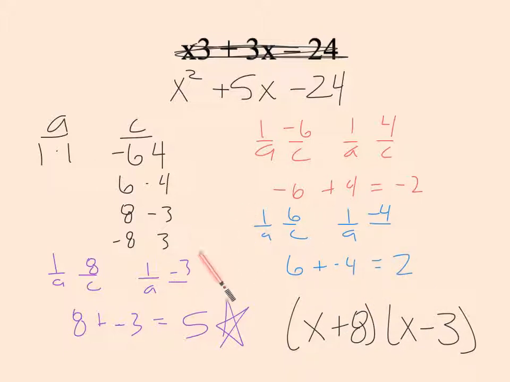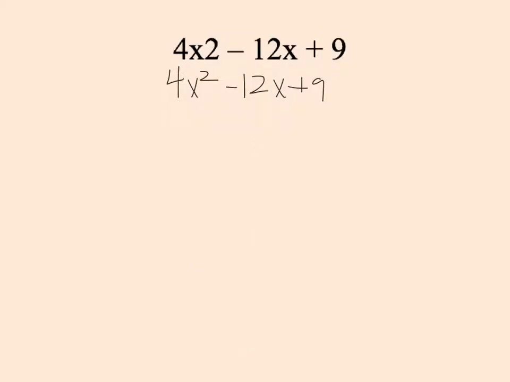And then I had to check over here because neither of these are my middle term, which is B right here. So I checked that and I got 5. So this right here is my final answer: X plus 8 and X minus 3. Now I'm getting into my special cases.